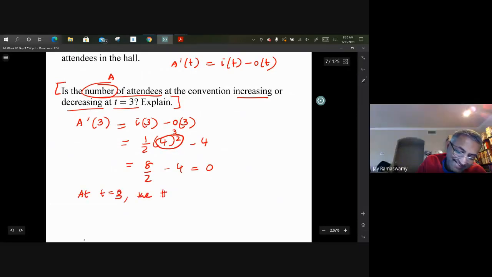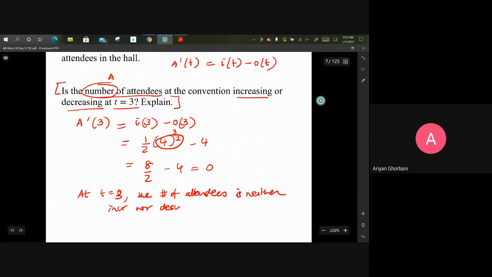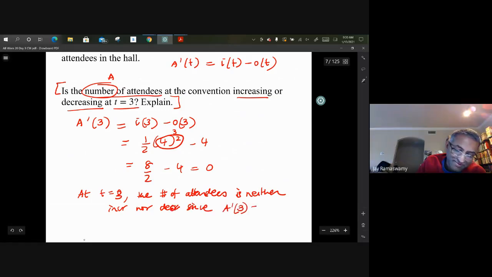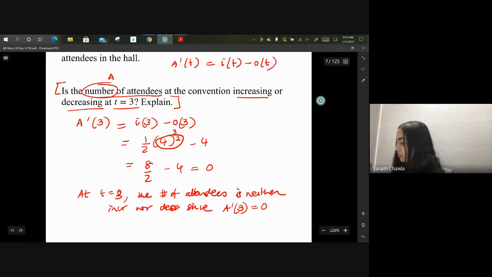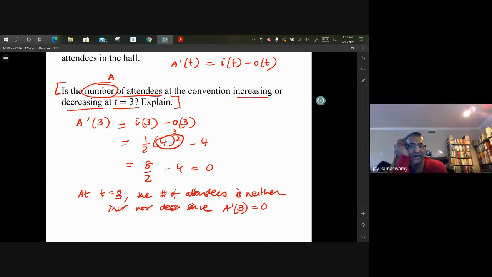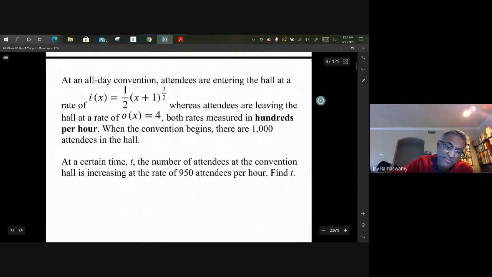So just say, at t equal to 3, the number of attendees, get it from the question, is neither increasing nor decreasing, since A dash of 3 is equal to 0. I'm tying up concepts from the first semester. But the big idea you're learning is if you integrate the rate, you'll get the amount. If you integrate rate in, it'll give you amount in. If you integrate rate out, it'll give you amount out. Okay, go to page 8, please.